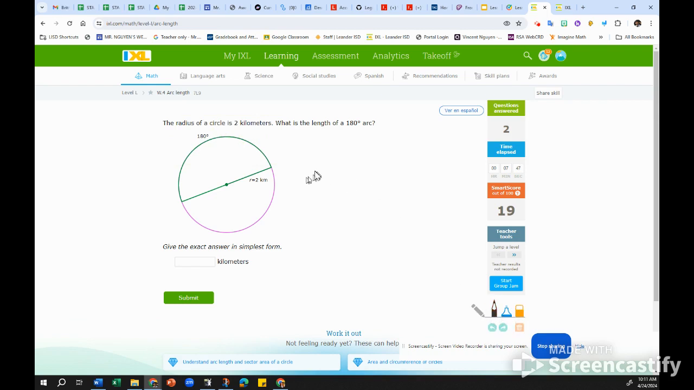Okay, so this is 180. Okay, it's half of a circle. If you guys notice, 180 is half of a circle. So I could technically write this as half because it is half of a circle. Okay, 180 times radius times 2. So you know that that's 2 times 2. So you can actually say, oh, it's 4.